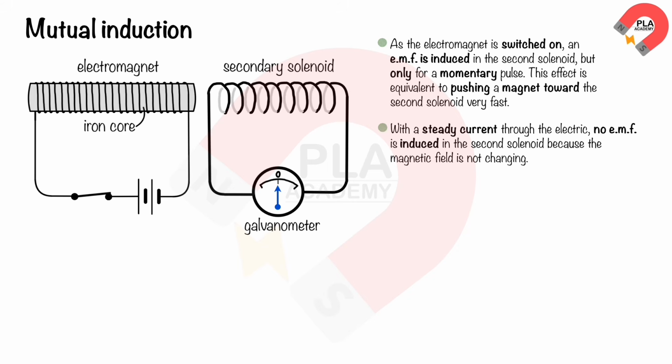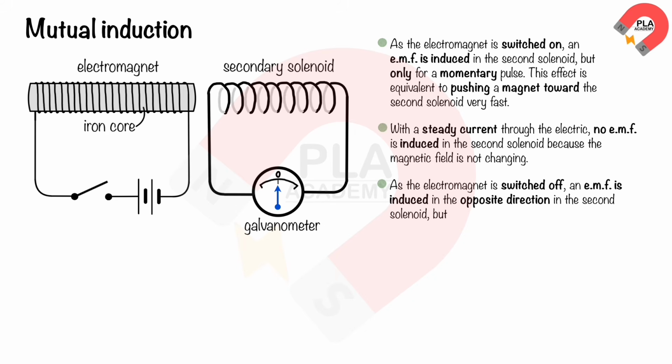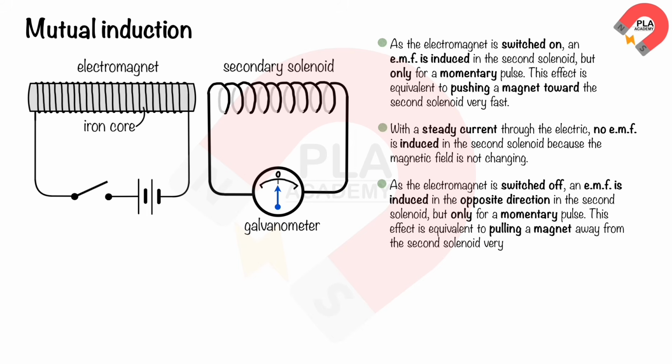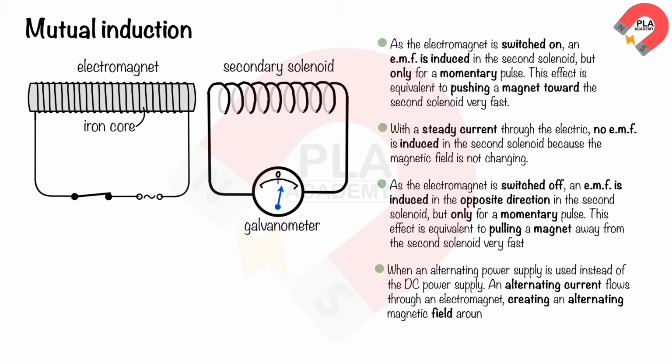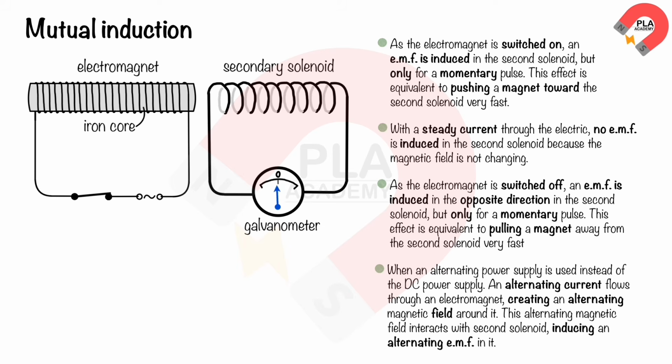As the electromagnet is switched off, an EMF is induced in the opposite direction in the second solenoid, but only for a momentary pulse. This effect is equivalent to pulling a magnet away from the second solenoid very fast. When an alternating power supply is used instead of the DC power supply, an alternating current flows through an electromagnet, creating an alternating magnetic field around it. This alternating magnetic field interacts with the second solenoid, inducing an alternating EMF in it.